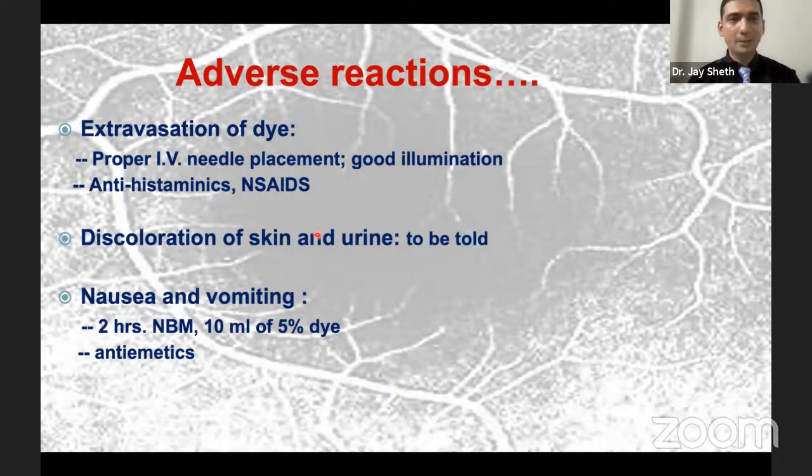And if the patient does develop localized extravasation, we usually advise cold compresses, antihistaminics, and topical NSAID drops. And if the patient has had a history of nausea and vomiting, and if an angiography is definitely indicated, then in these patients we can give a small bolus dose of dye, maybe just 2 ml of dye can be tried.